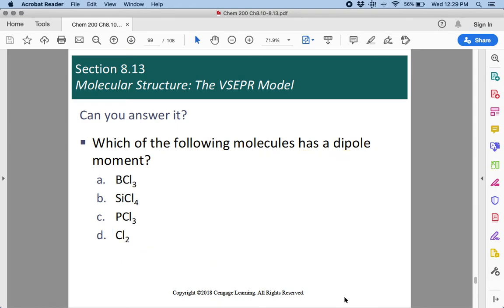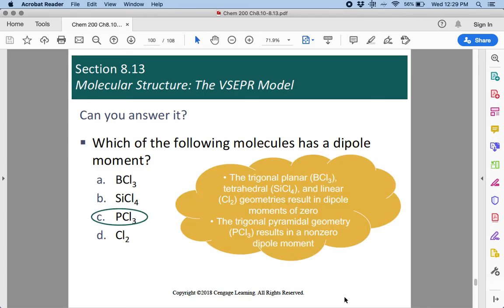Here's another good example for you to go through, where we're finding which of the following molecules has a dipole moment. Again, I would encourage you to pause the video and go through it. PCl3. As we go through all these, PCl3 is the only one where we'll have a non-zero dipole moment.